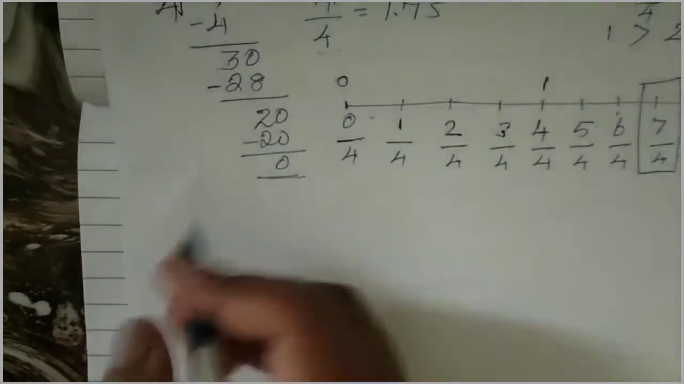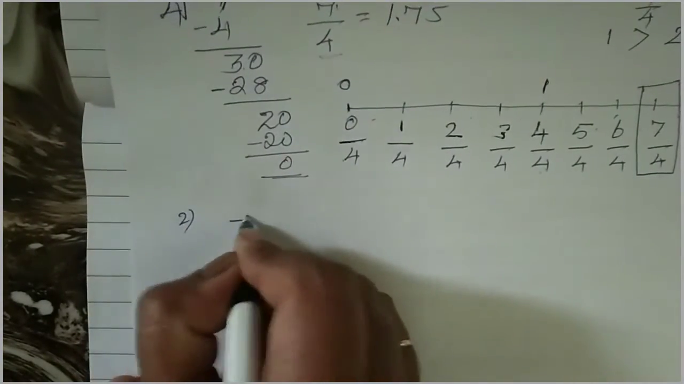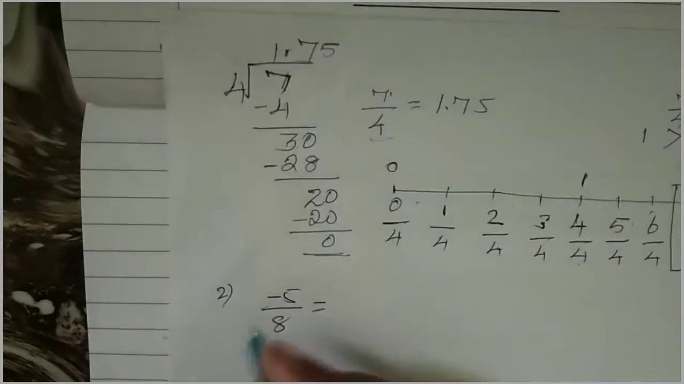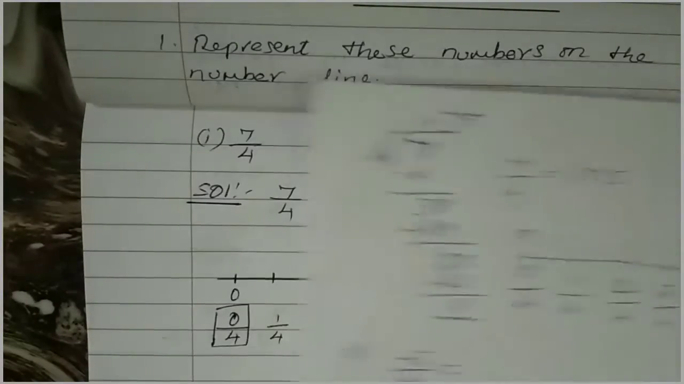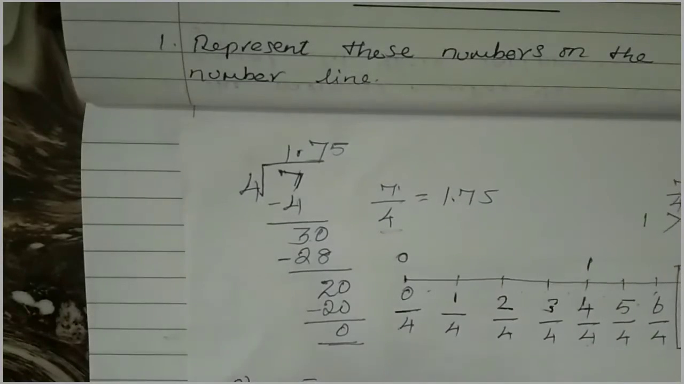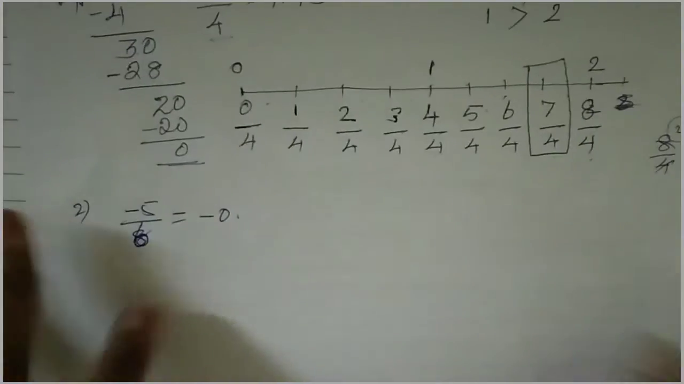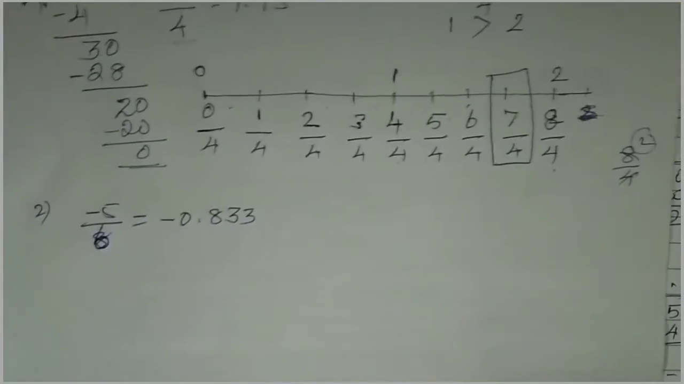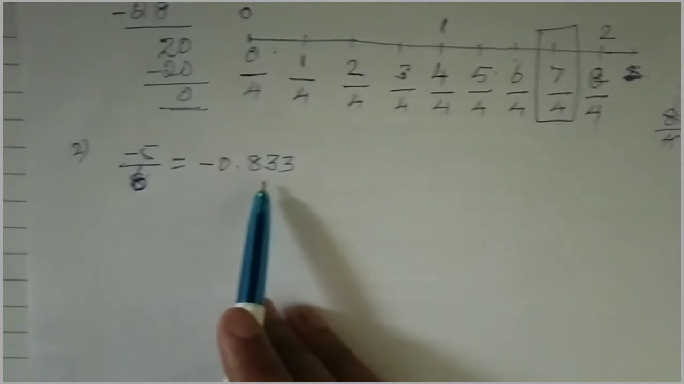So for this also, minus 5 by 6 equals minus 0.833, like that. Okay, so for this also just see the value, minus 0.8.